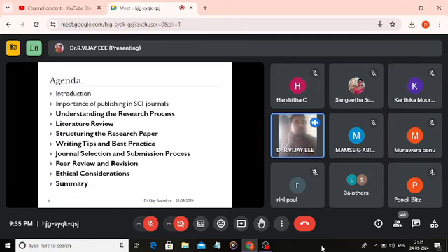Then I would like to give you some writing practices and tips for improving your paper writing skills. Then selecting journals. Journal selection is also important before submitting any paper. Then the submission process, the process for any journal that we are submitting to. Then how to submit a revised paper after the revision comments after review. Then the ethical considerations before and after publication, and finally I'll summarize everything I have discussed with you. Let's get into the topic.